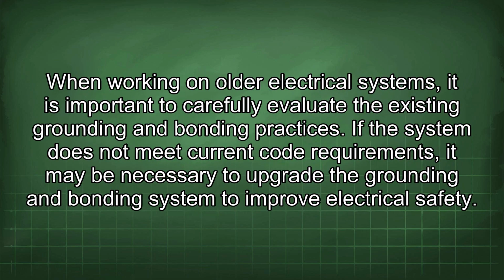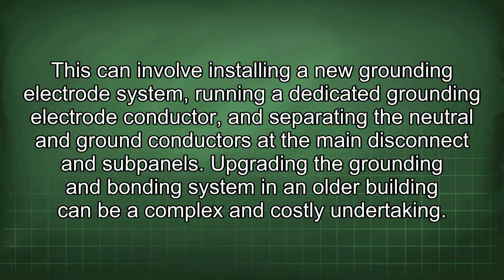When working on older electrical systems, it is important to carefully evaluate the existing grounding and bonding practices. If the system does not meet current code requirements, it may be necessary to upgrade the grounding and bonding system to improve electrical safety. This can involve installing a new grounding electrode system, running a dedicated grounding electrode conductor, and separating the neutral and ground conductors at the main disconnect and subpanels.